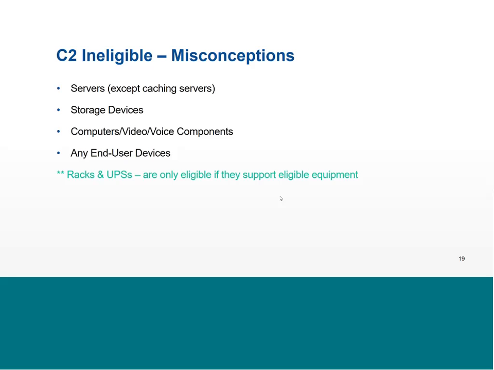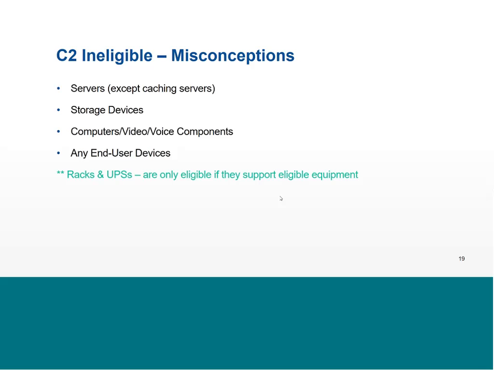I've had several examples of people that were denied funding or had to cost allocate because what was plugged into that UPS was not E-rate eligible, and USAC found out about it and deemed it ineligible. So just keep in mind that UPSs and racks have to support eligible items. And again, if you're not sure what's eligible, you can always point back to the eligible services list that's posted on USAC's website.